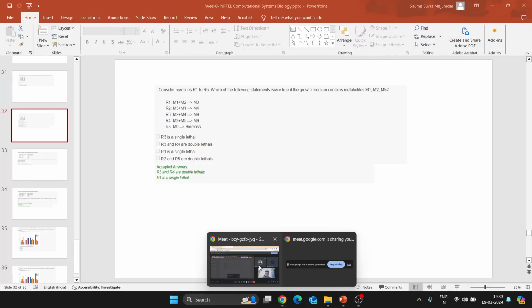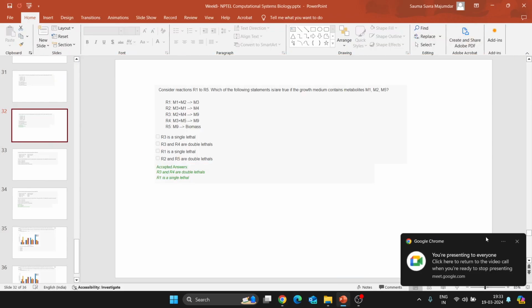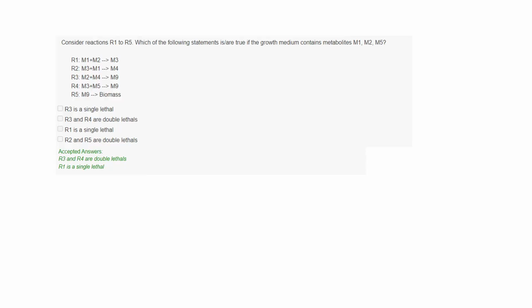I actually added one more option, like R2 and R5. Okay, because let's check. My thought process was that R2 is the only source by which M4 is created. But my confusion was, R2 would then be a single lethal, right? But then my question, because M3 is required for M4 production and M9 production. So R1 is definitely a single lethal.